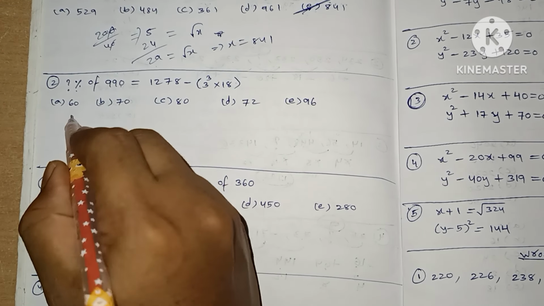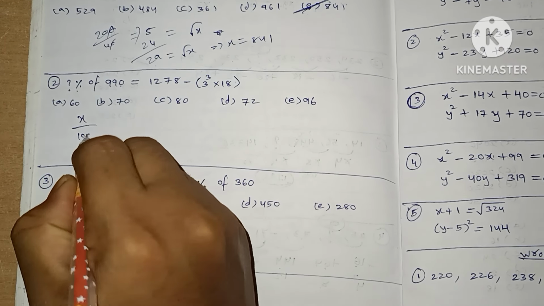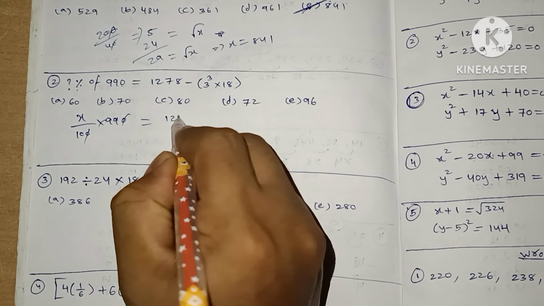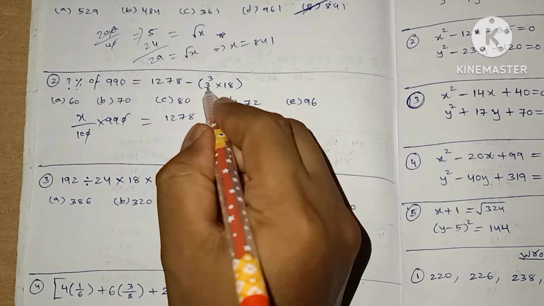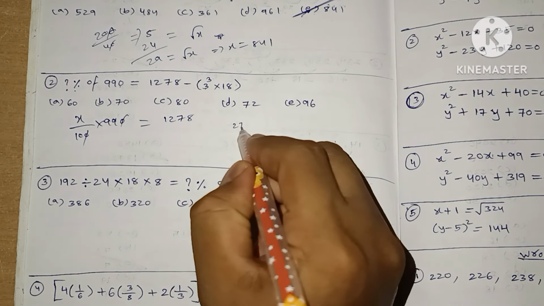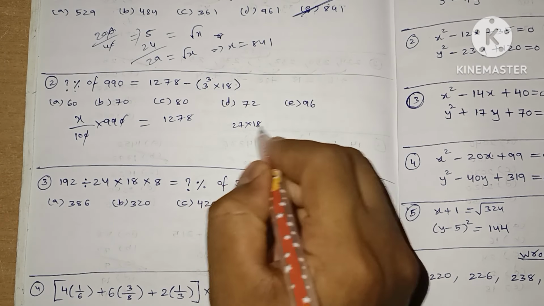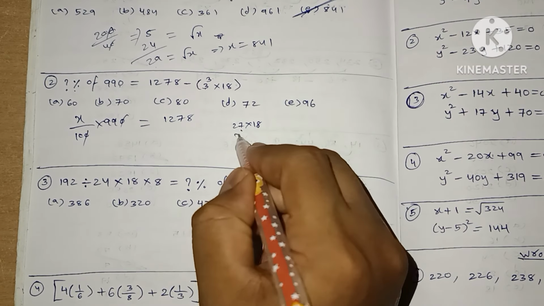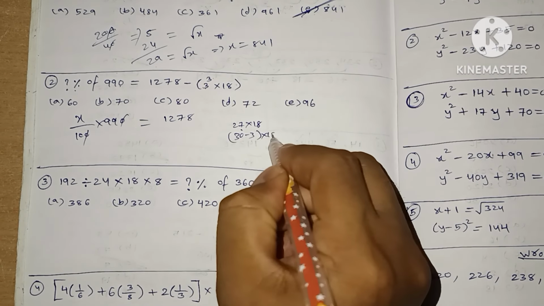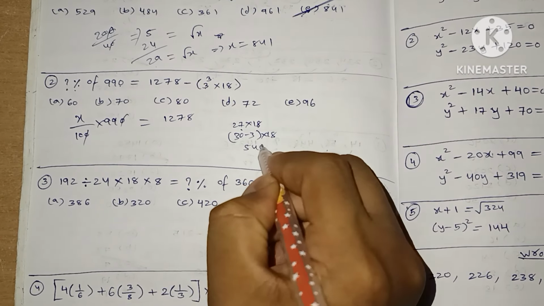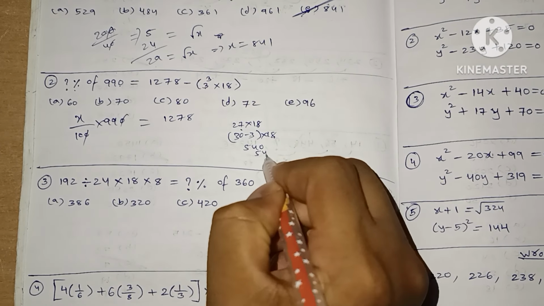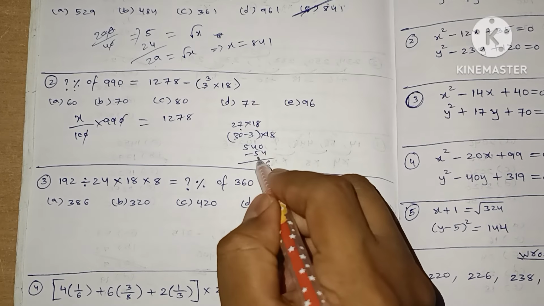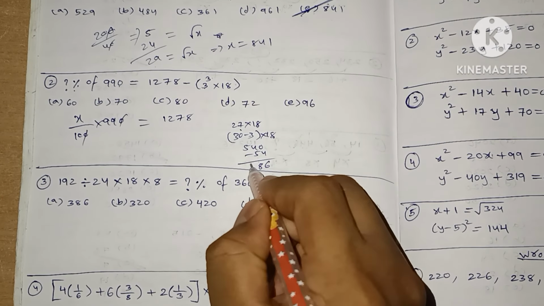Here we have only single zero, so we'll take x divided by 100 into 990. 0 cancels, and here we have 1278 minus 27 into 18. Or else we write this as 30 minus 3 into 18. 30 times is 540 and 3 times is 54. We get 486.